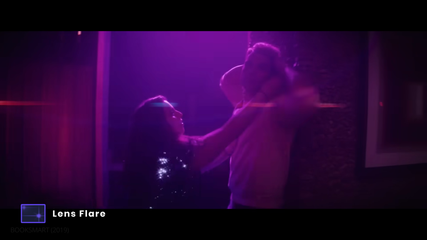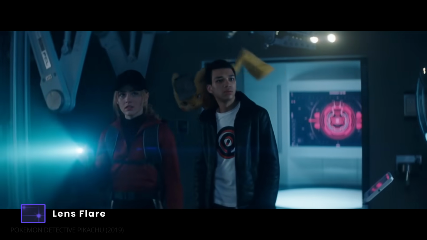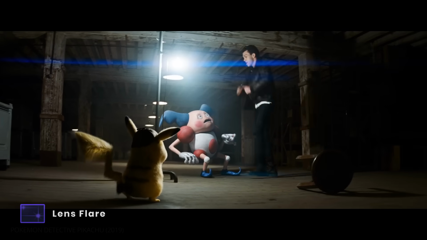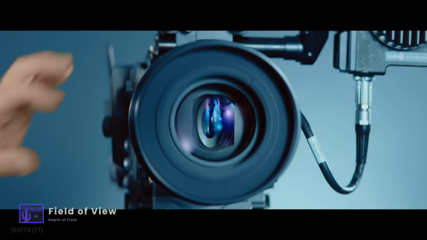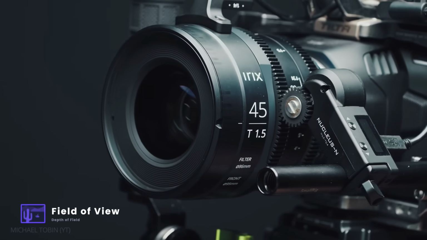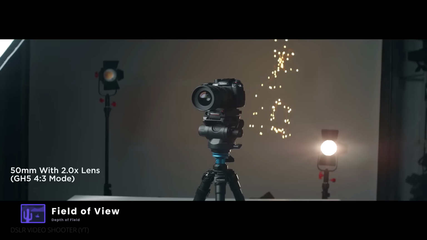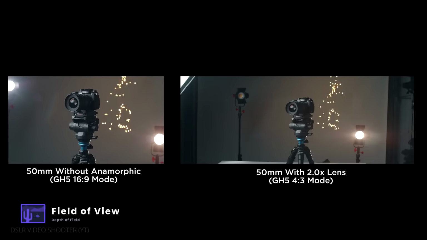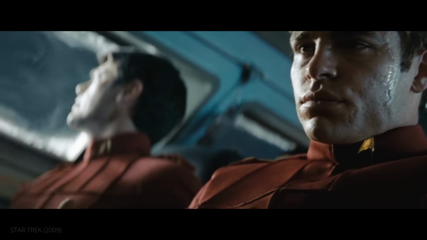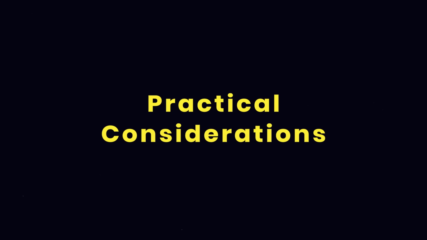The color and shape of the flares can vary depending on the lens coating and the lens design. Depth of field is another visual characteristic that sets these two lenses apart. For example, a 50mm anamorphic lens will give you a much wider field of view than a 50mm spherical lens. In your own projects, you might want the anamorphic look, but there are some practical considerations to keep in mind.